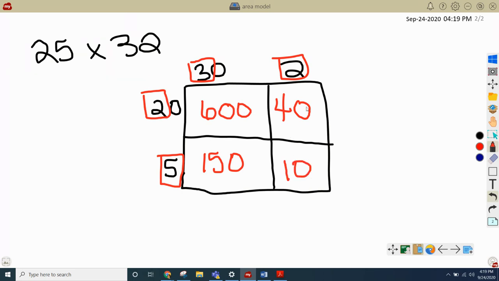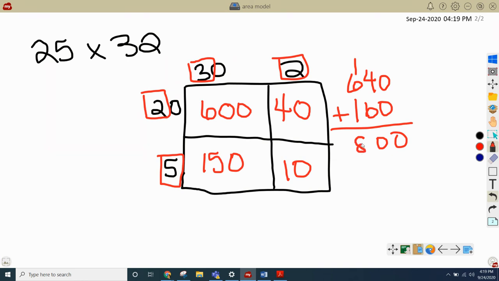And to solve for our full product, we take all these partial products and add them together. So I can add these in my head. I can do 600 plus 40, that's 640. I can add these two in my head, so that's 160 plus 10 is 170. So our answer is 800. 25 times 32 is 800. Okay, so let's do another one.